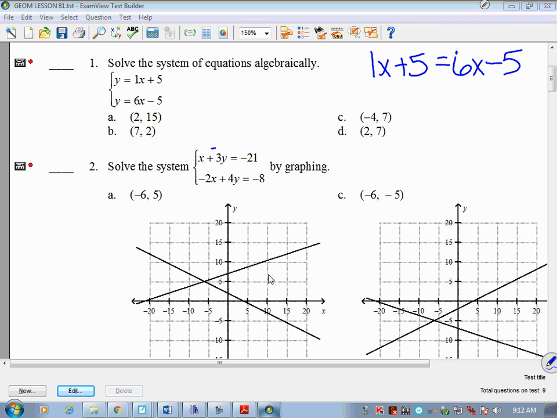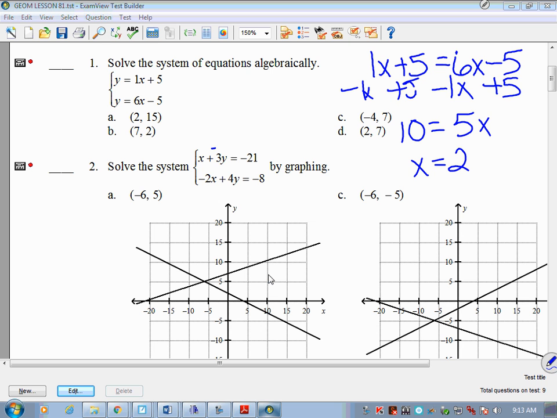Yes? Because they both equal the same thing. They both equal y. So I could add 5, and I could subtract 1x, and this is essentially doing the same thing that we just saw, but that's going to be 10 equals 5x, x equals 2, plug it back in, we'll do it again. All right? So we understand how to do this.